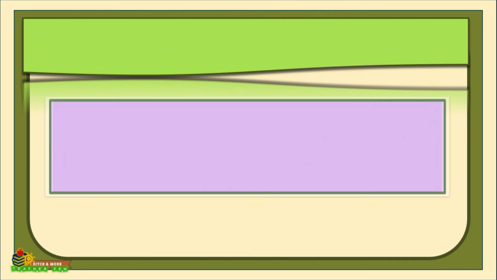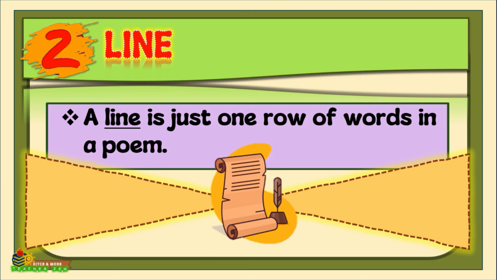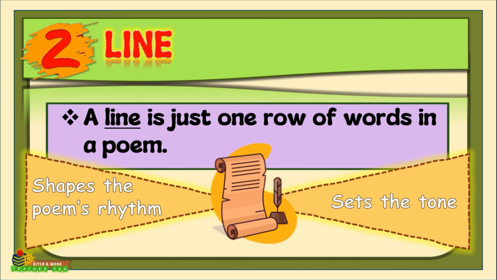Now that we've learned about one of the basic elements of poetry, which is the form, let's zoom in a little closer to something smaller but super important, and that is the line, the basic unit of a poem. A line is just one row of words in a poem. Don't be fooled. This tiny piece does a lot of heavy lifting. It helps shape the poem's rhythm, sets the tone, and even affects how the poem makes us feel.